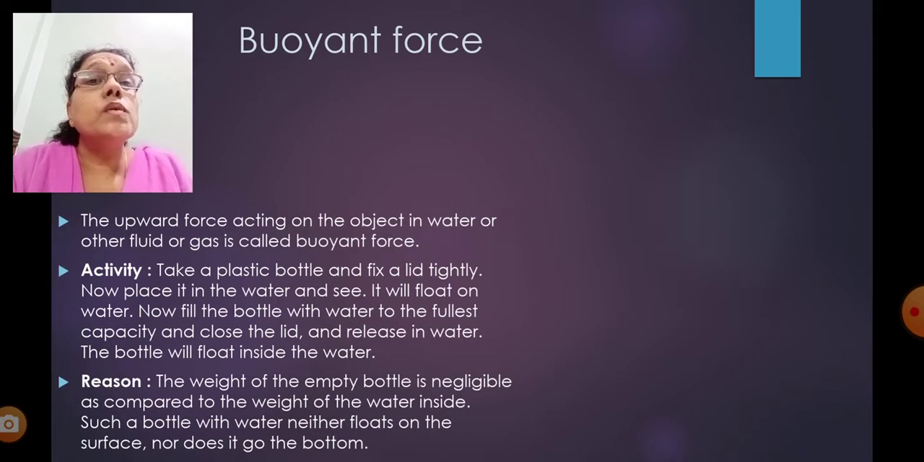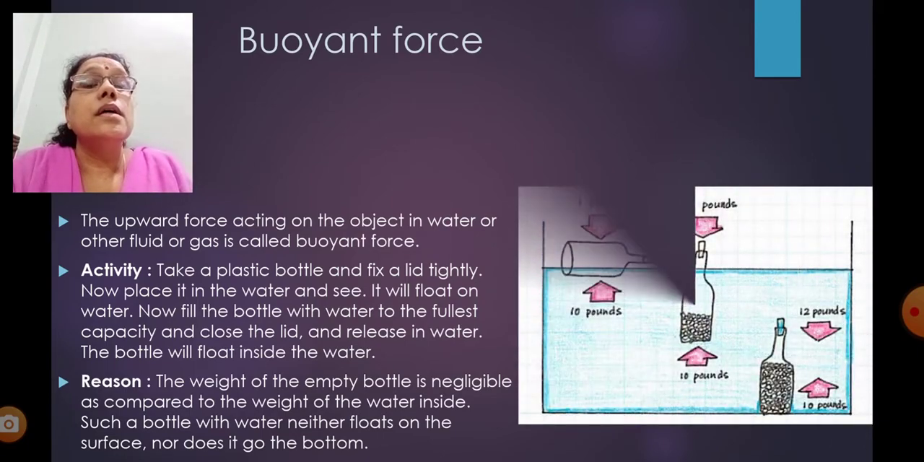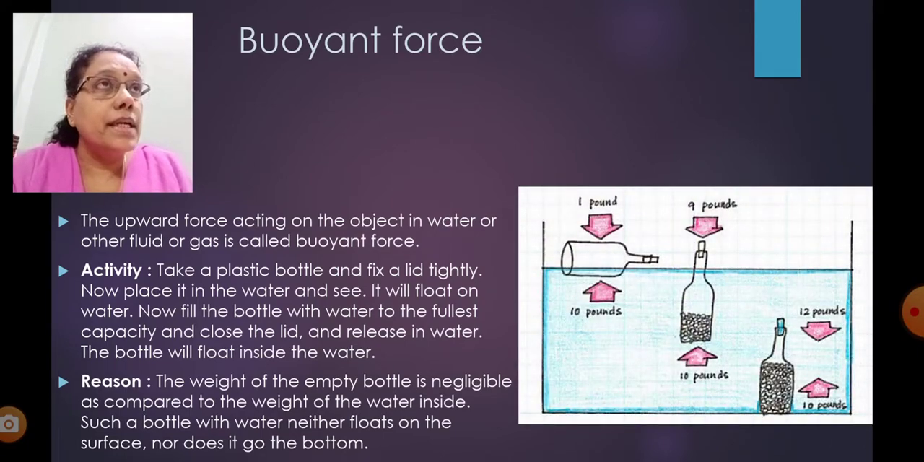Next is buoyant force. The upward force acting on an object in water or another fluid or gas is called buoyant force. One activity is there, very simple. At home you can try. Take a plastic bottle and fix the lid tightly. Now place it in the water and see. It will float on water. Now fill this bottle with water to the fullest capacity, close the lid and release it in water. The bottle will go inside the water.